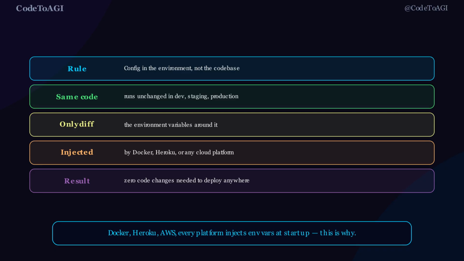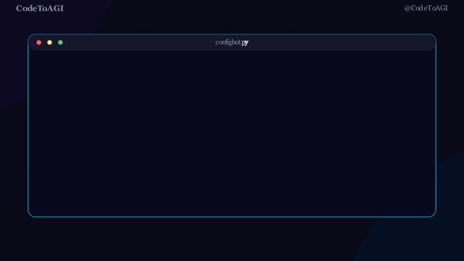This is why Docker, Heroku, and every cloud platform inject environment vars at startup. Your code stays identical. Only the config around it changes. ConfigBot loads settings, validates them, and hides secrets from the logs.